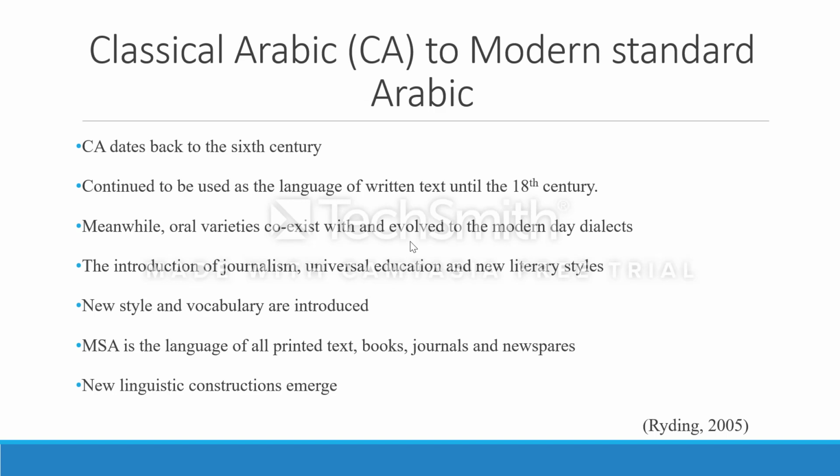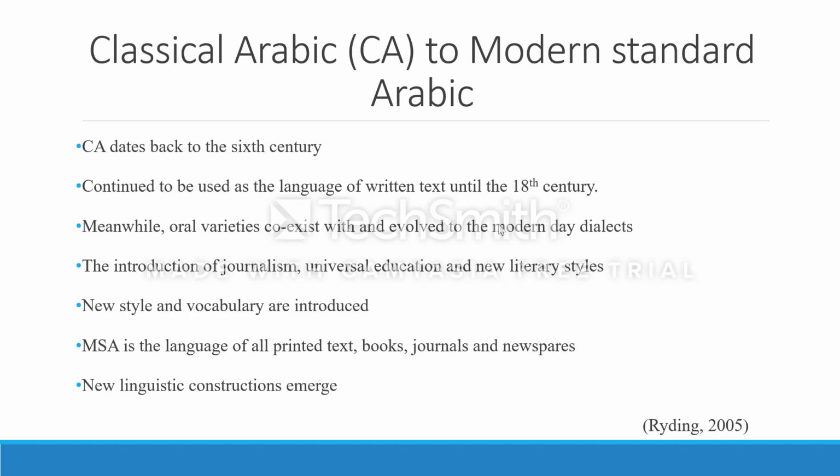Classical Arabic dates back to the 6th century, where we have a lot of literature that dates back to this period. The rise of Islam reinforces the status of classical Arabic since it's used as the language of the Holy Quran and continued to be used as the language of writing until the 18th century. Oral varieties of Arabic coexisted with classical Arabic. However, none of them were used as a writing language.